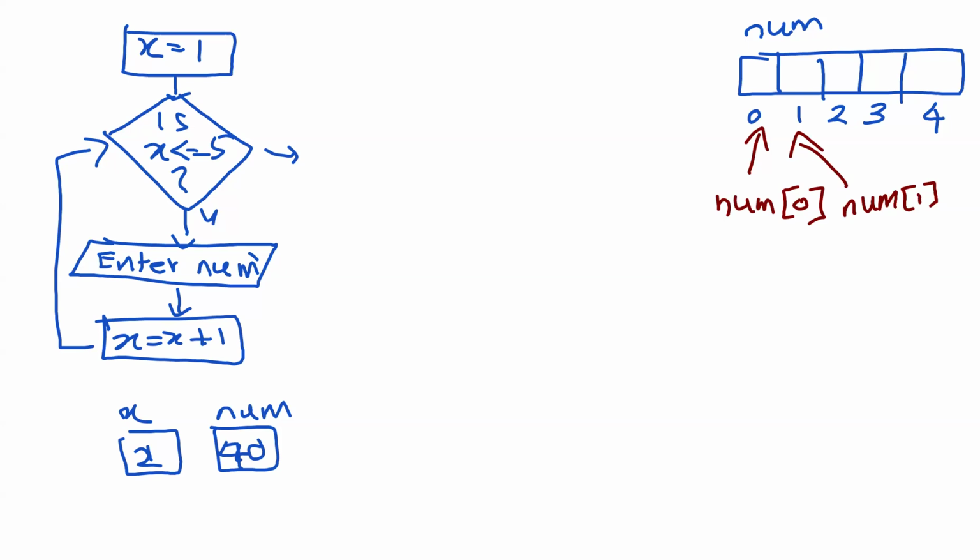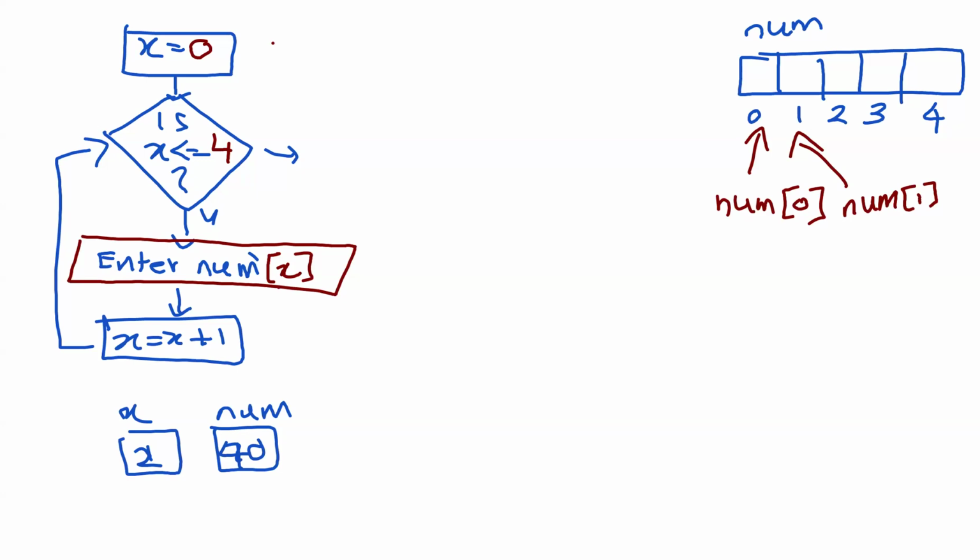Here you are not going to say "num". You are going to say "num x". And your starting value of x is what? Not 1, that is 0. And here you are going to check whether it is less than or equal to, not 5, it's 4. Now, is that clear?